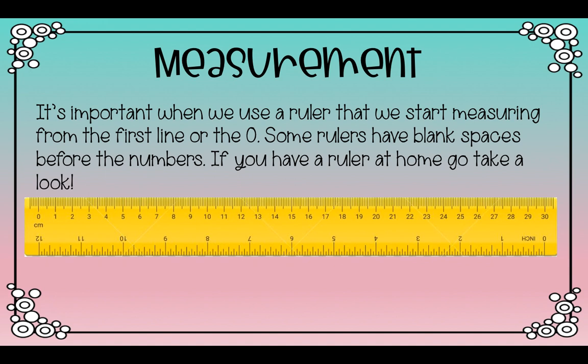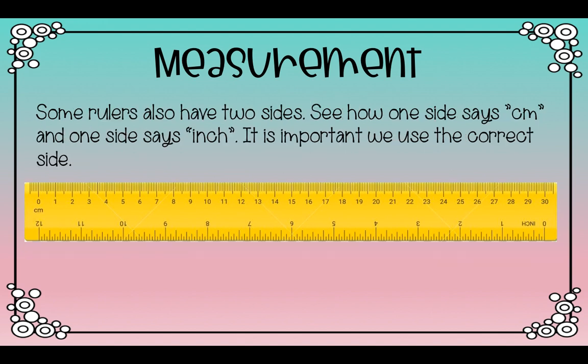If you have a ruler at home, go take a look. On this ruler that I have on the screen, we would start measuring from the 0, even though there are lines before it. We want to start on 0 centimeters and go bigger. If you were to start on the edge of this ruler, there would be extra space that you didn't account for in your measurements.